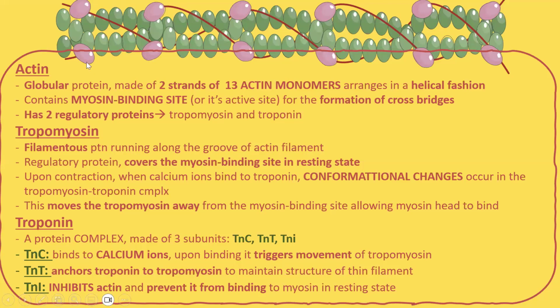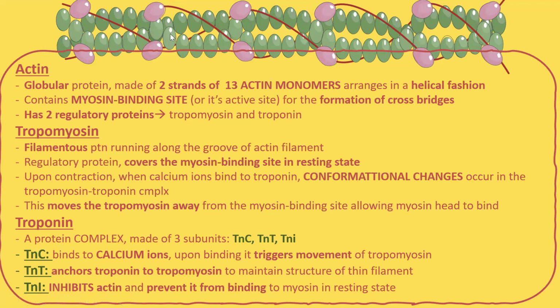Again, let's dive deep into the structure of the thin filament. We have it right here. This is a thin filament. We have actin, which is the main protein that is going to play a role in the contraction. This is the actin, the green things. Actin is made out of 13 individual actin monomers. So one actin strand is made of 13 actin monomers. So 13 of these green circles is one actin filament, okay?